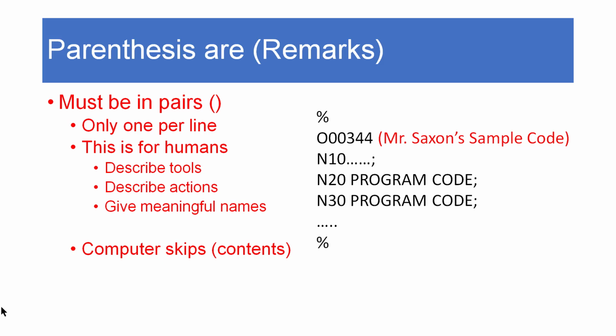Next to it are the parentheses, and those are remarks. Those are for humans. This is to explain to the next operator, or to you, because sometimes your programs are pretty long and substantial, what exactly you're doing here. So on that O code, our class standard is always to put your name in there and then a description of what the project is. Everything within the parentheses forms a remark. The computer ignores the remarks. Now, you do have some limits here. You can't put more than one remark on a line. And generally what we're doing is describing names, describing tools, actions, and giving meaningful information to the next person who runs the program. The computer just skips over it.